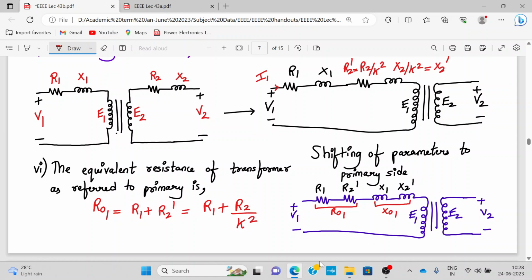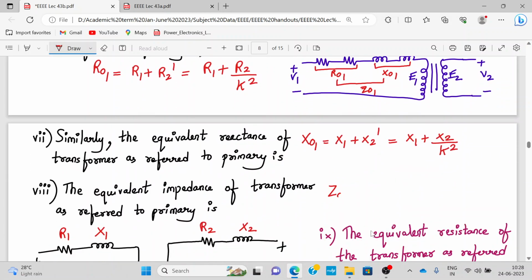So what is RO1? Equivalent resistance of the transformer as referred to the primary. What is XO1? Equivalent reactance of the transformer as referred to the primary. And if I combine RO1 and XO1, I'll get ZO1. And what is ZO1? ZO1 is the equivalent impedance of the transformer as referred to the primary. So ZO1 will be given by RO1 plus j times XO1, and its magnitude will be given by square root of RO1 square plus XO1 square. I hope it is clear to you. Right? RO1 plus jXO1 is in the form of rectangular coordinates, and ZO1 is the magnitude of it. So it is square root of RO1 square plus XO1 square.